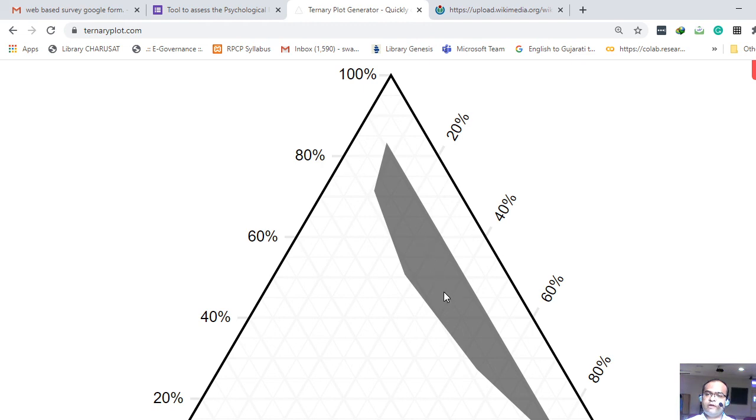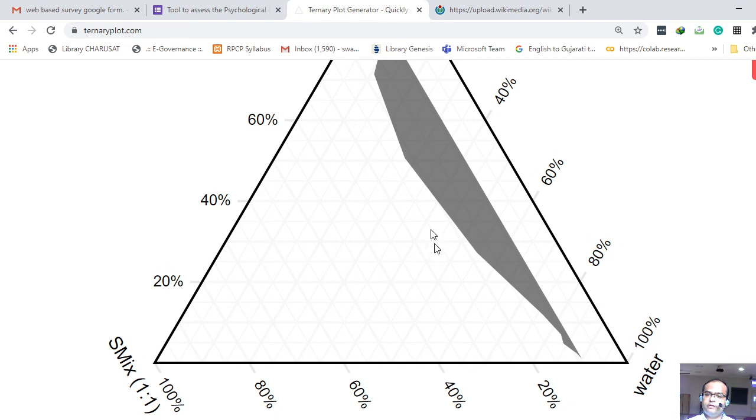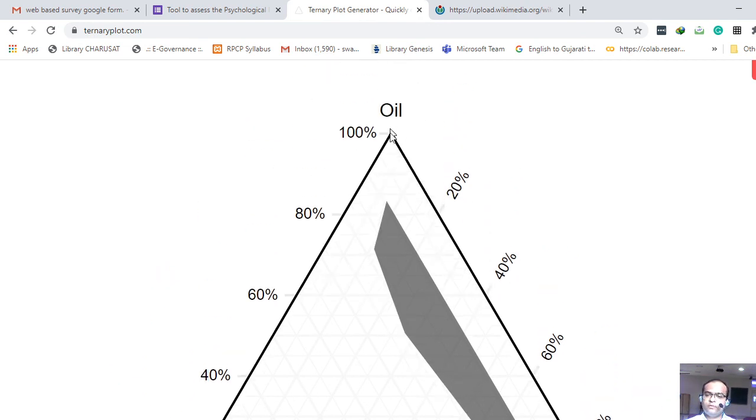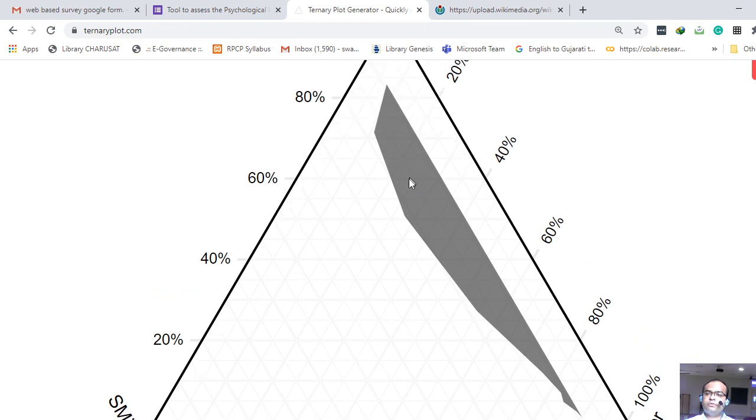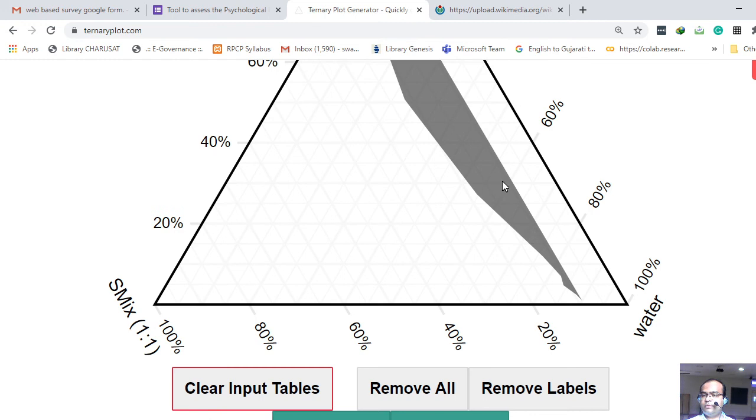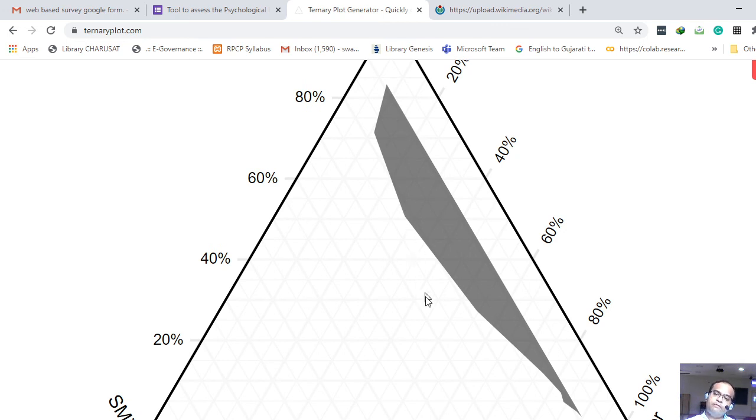It might be a representative line of 90%, right? So I need to mix 90% of S mix. Then if this is the point, it is a representative line for the oil, so it might be 60% of oil, and in a similar way the water would be around 80%, right? Suppose I mix this composition, I will get the microemulsion. If I select this proportion, then still I will get the microemulsion, meaning a uniphasic system. So this is how I can identify my area.